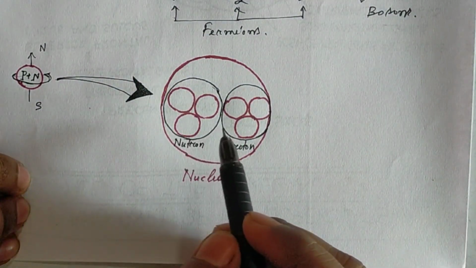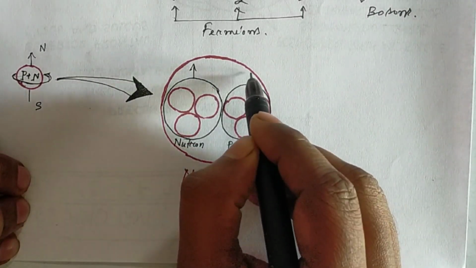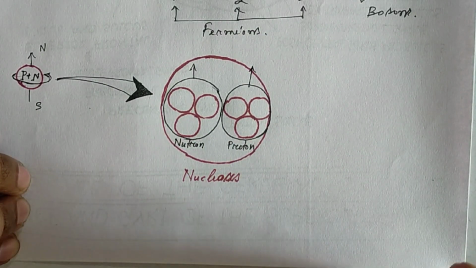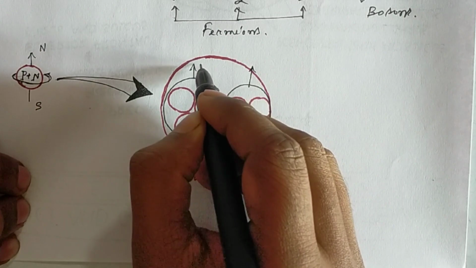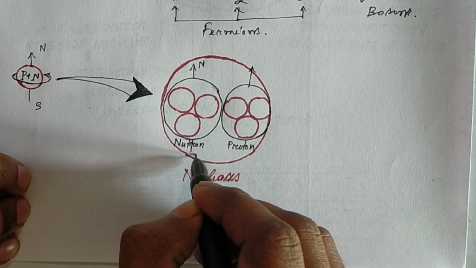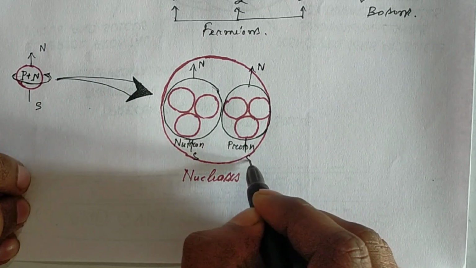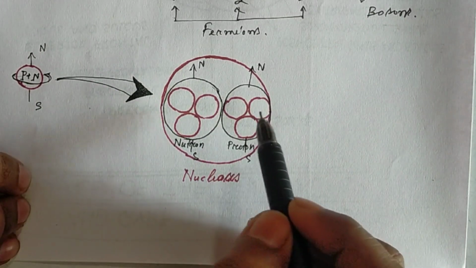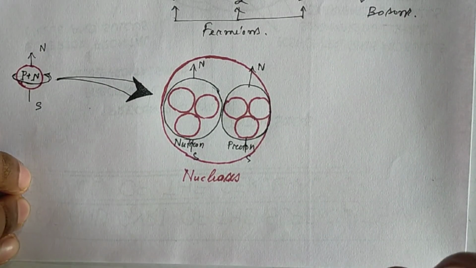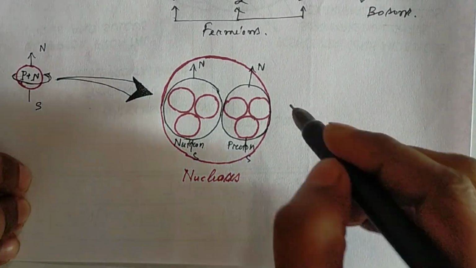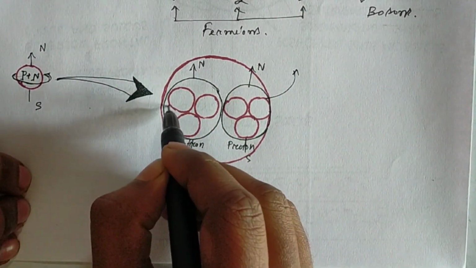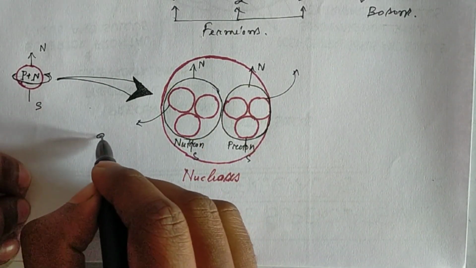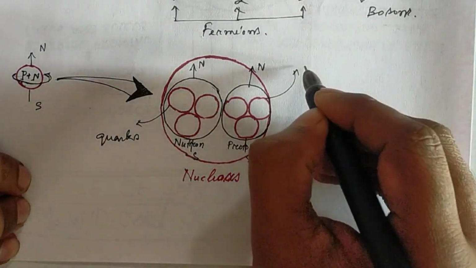Now this is spinning on this axis, the neutron is also spinning, and this proton is also spinning. So here there will be a north pole here, south pole here, north pole here, south pole here. Now we know that neutrons and protons are made up of subatomic particles called quarks. These small circles, all six, are quarks.